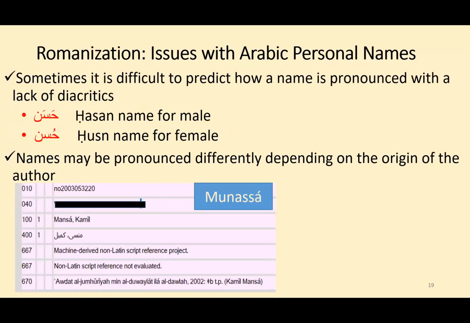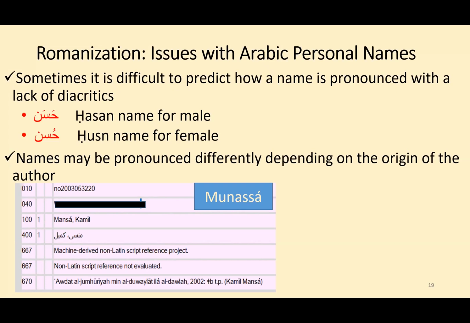Romanizing proper names and mainly personal names can be very challenging, especially because, again, of the lack of diacritics on personal names in sources, as catalogers cannot always predict how a name is pronounced. Would the name read be Hassan or Husn? Catalogers might need to consult other resources and go beyond the book in hand to identify the pronunciation of a name before creating a name authority record.